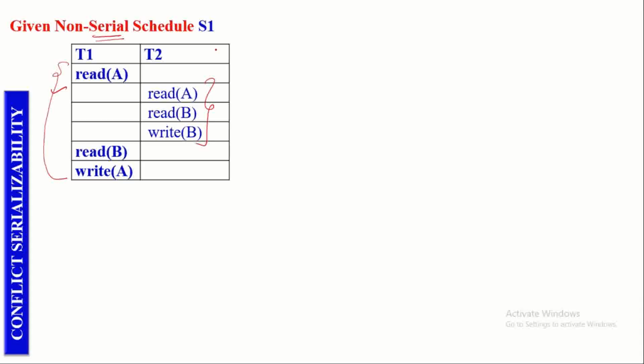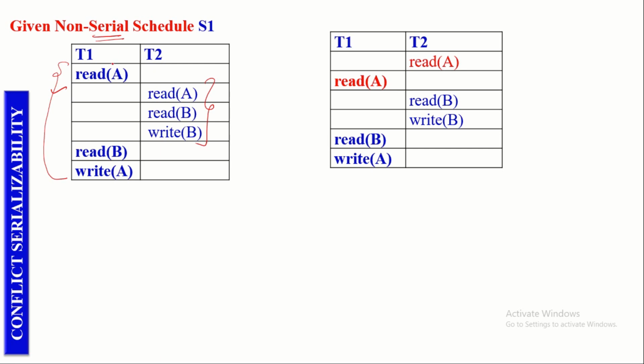Okay, so now we have to swap the non-conflict operations one by one. Then we may be able to get the serial schedule of this. We are going to do that now. Okay, here what is the first operation in this schedule? Read on A, right? Swapping can be done only with adjacent operations. So what is the adjacent operation of this? Here it is read on A, that is in T2.